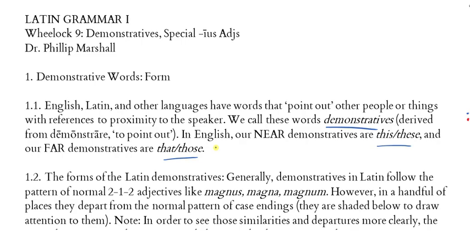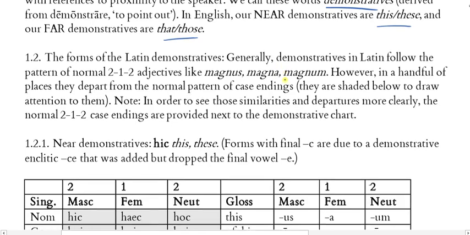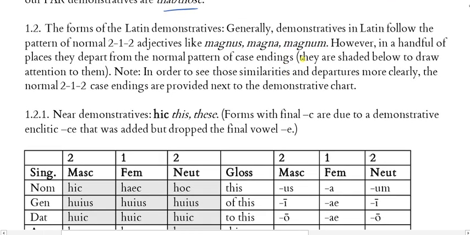Now, the forms of the Latin demonstratives are point number 2. Generally, demonstratives in Latin will follow the pattern of normal 2-1-2 adjectives like magnus, magna, magnum, right? So these end with second declension case endings if they're masculine, first declension if feminine, and second declension if neuter. So these are familiar, we hope. But in a handful of places, the demonstratives depart from the normal pattern of case endings, and I've shaded them below to draw attention to them on the chart.